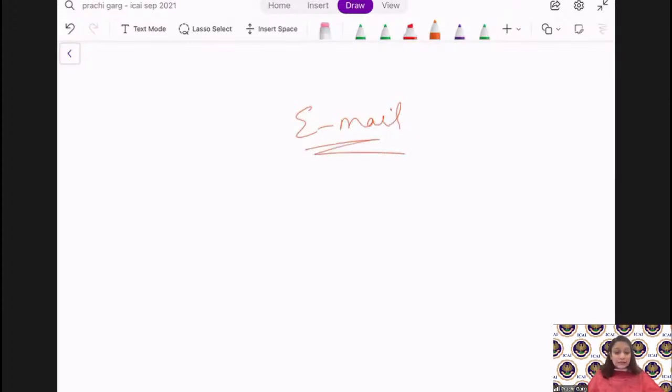Email writing involves the process of composing. When I say composing, it means that you have to first compose the message. You have to first write what you want to send, right? And there's a proper format to it that you need to follow, and it has to be properly done, right? Then you have to, of course, send the email that you have written.